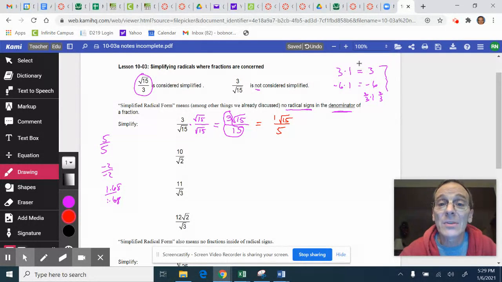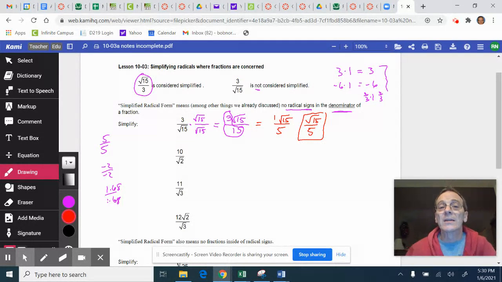1 times the square root of 15 is just the square root of 15. That is completely simplified, and it is a simplified version of the original expression. And if you have any doubts at all, you could punch the original expression, 3 divided by square root of 15, in your calculator and look at the decimal form. And then you could plug square root of 15 divided by 5 into your calculator and compare the decimal result to the original. And you would see the decimal digits are exactly the same, right out to the very last digit.